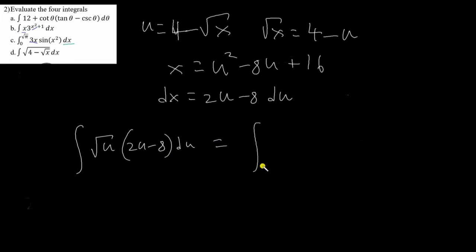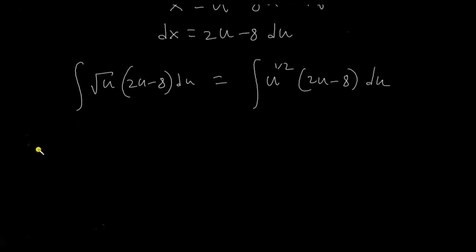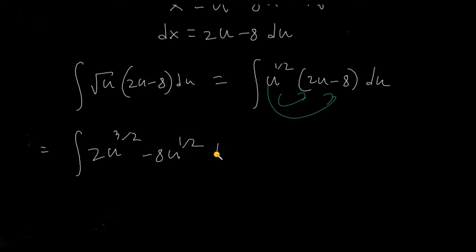The way I'm going to do that is I'm going to write this as u to the 1/2. I find that that's usually really helpful, writing square root in terms of fractional exponents. It makes it easier to combine. So combining like that is going to give me 2u to the 3/2 minus 8u to the 1/2 du.